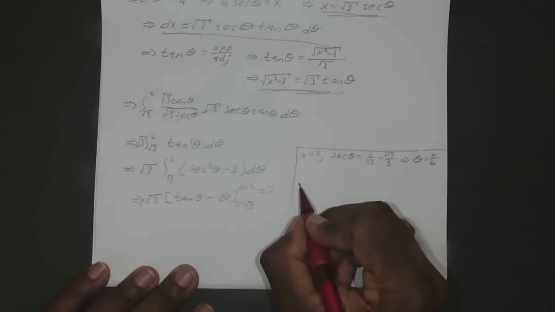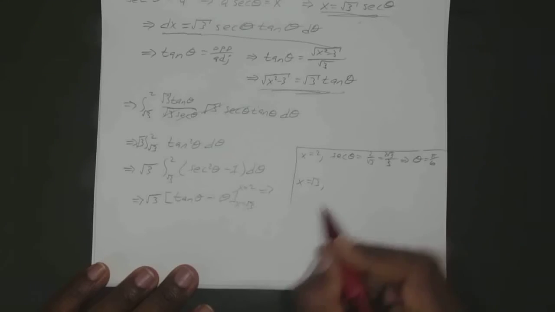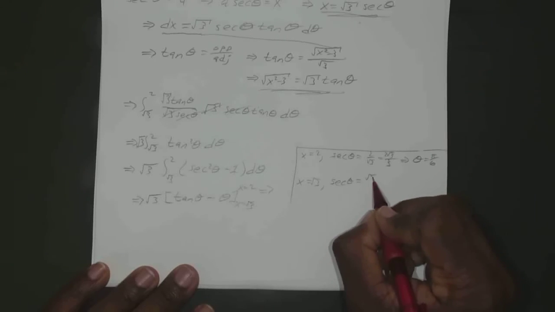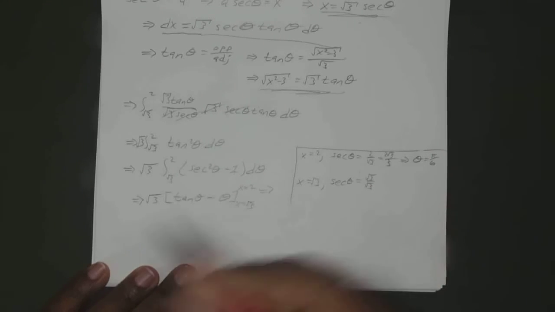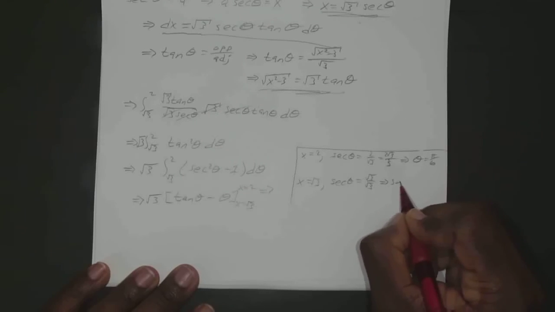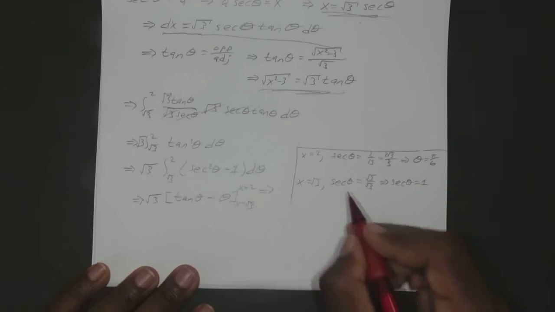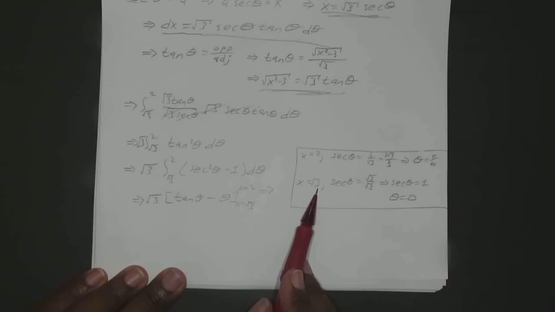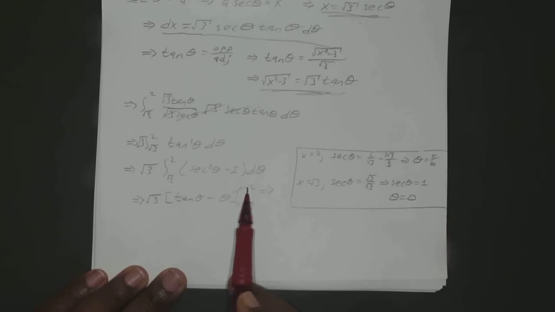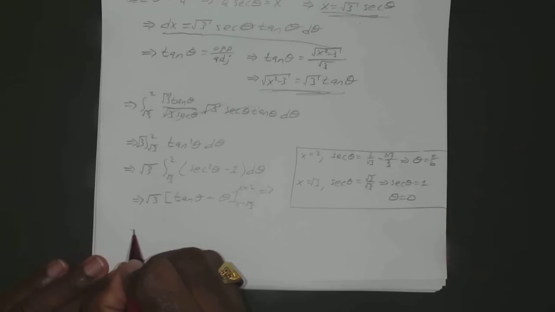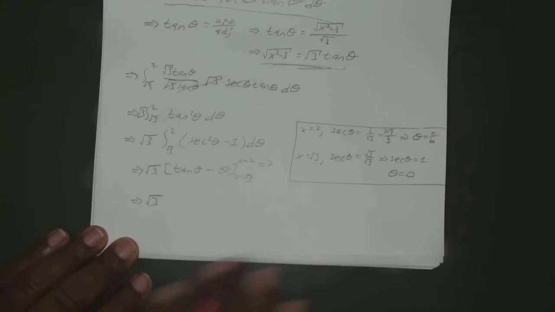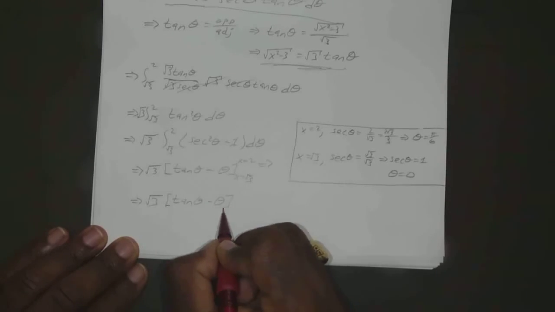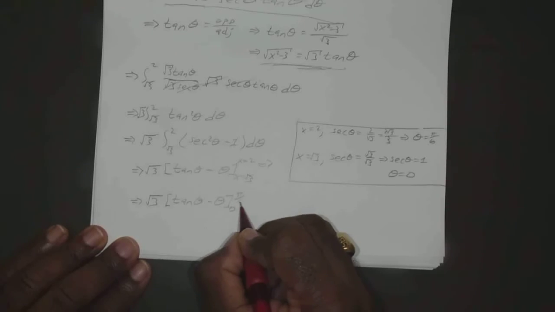Now when x is equal to square root of 3, secant theta is equal to square root of 3 over square root of 3, which means that secant theta is equal to 1. So that means your theta is equal to 0. So for square root of 3, replace that with 0. For 2, replace that with pi over 6. So you have square root of 3 tangent theta minus theta from 0 to pi over 6.